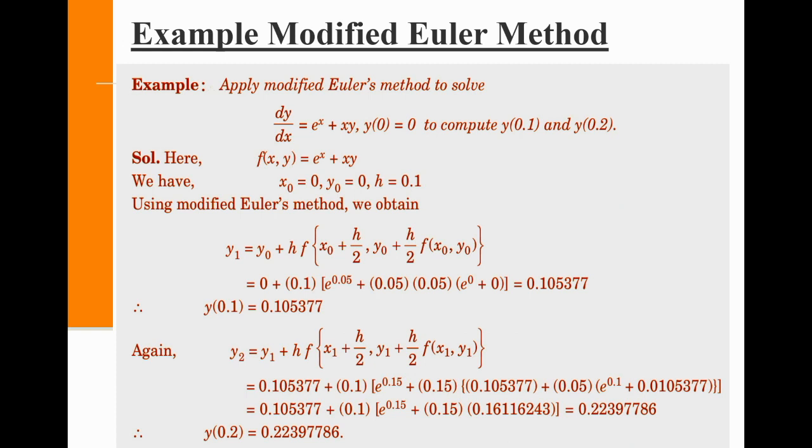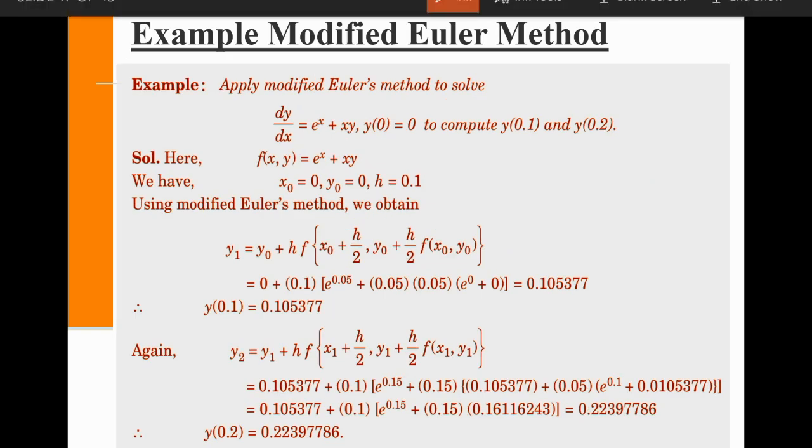Now next we have an example by the modified Euler method. In the modified Euler method, what we have learned is that we will divide the step. We will not take the average of the slope, we will take the half step. In this question, we are given the slope e raised to the power x plus xy, and the initial condition is at x0 we have y0, and we have to compute the value of y at 0.1 and y at 0.2.